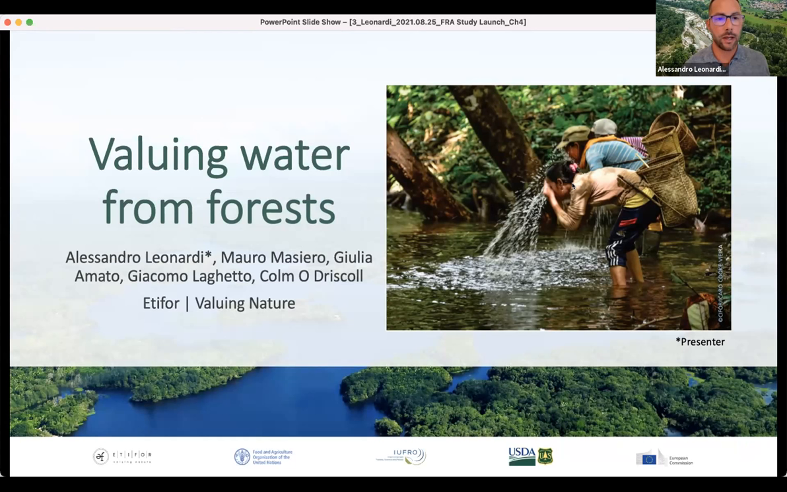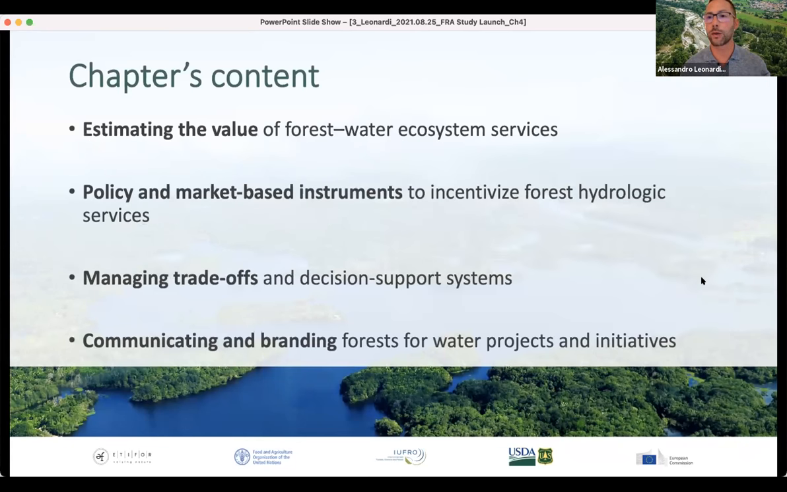Great. So I'm one of the co-authors of the chapter Valuing Water from Forests, together with Mauro Masiero, Giulia Mato, Giacomo Laghetto, and Conor O'Driscoll, so the team from ETAFOR Valuing Nature. And given the limited time, I'm just going to make all the participants curious about reading this chapter and the whole report. So regarding this chapter's content, we started by providing a section on estimating the value of forest water ecosystem services, so providing all the background on the economic side.